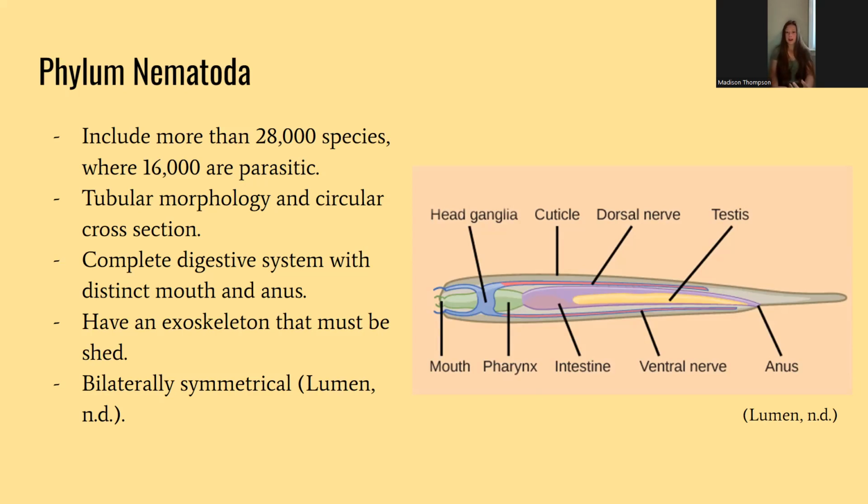And the image on the right explores this a little bit more. They have a dorsal nerve, which is also found in chordata, which humans are in. And they have a mouth and anus, a complete digestive system, and the pharynx, which is also found in most humans.